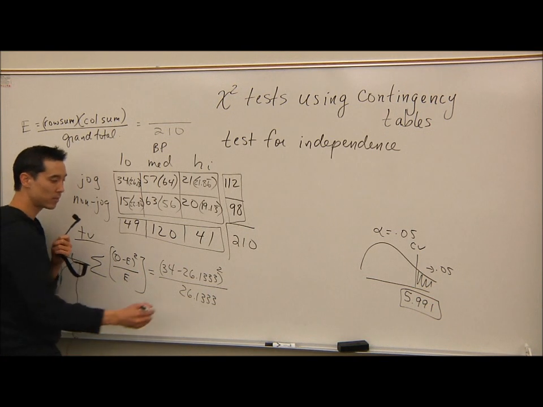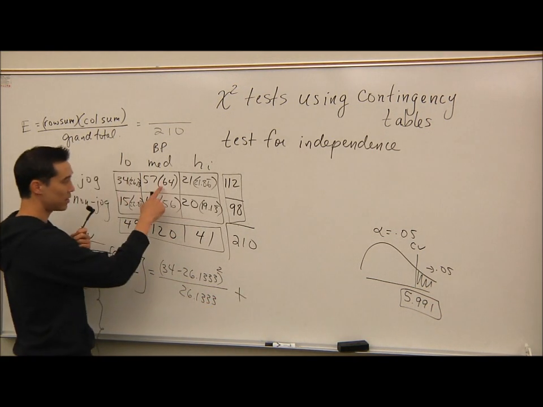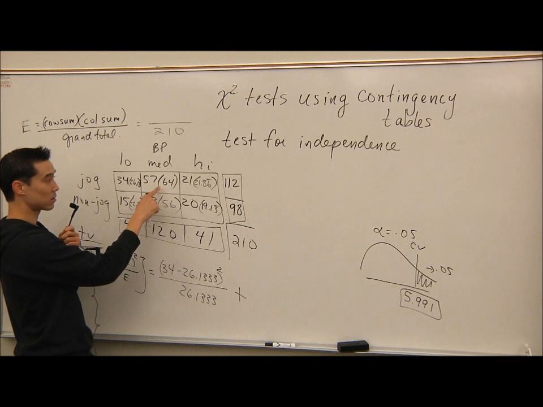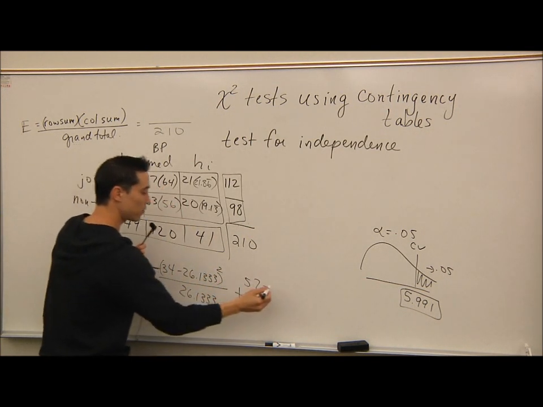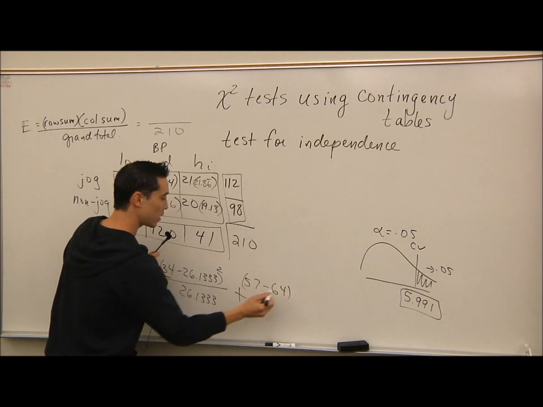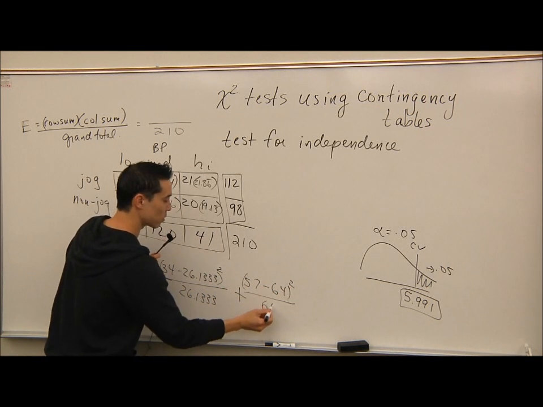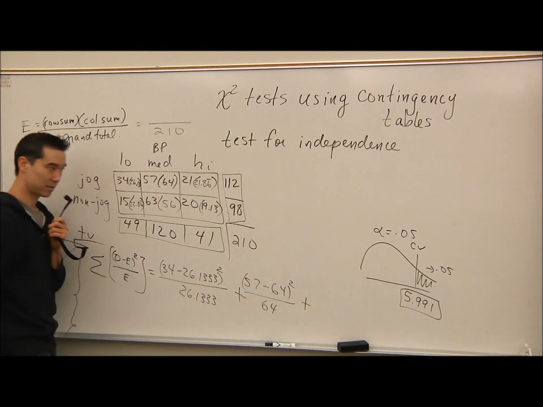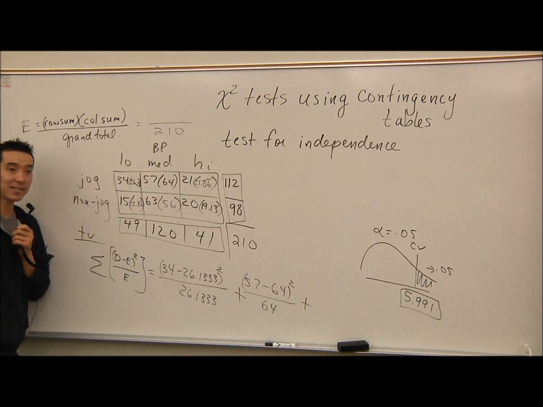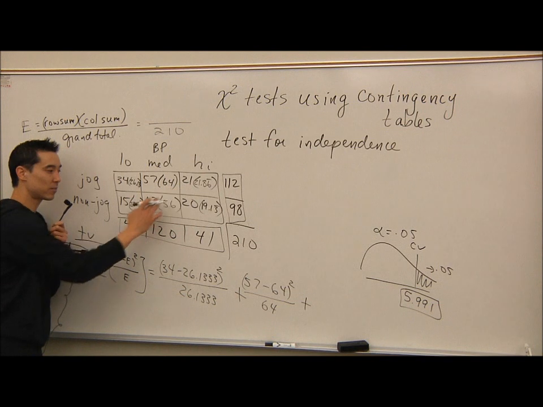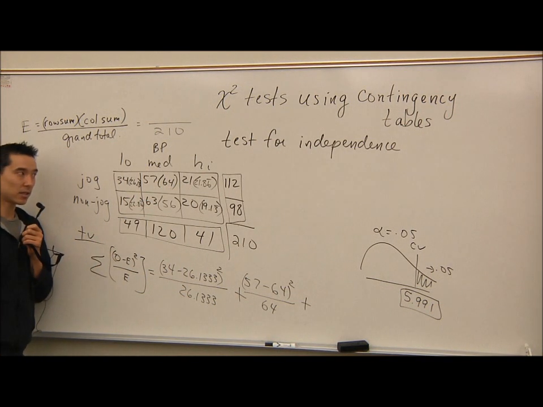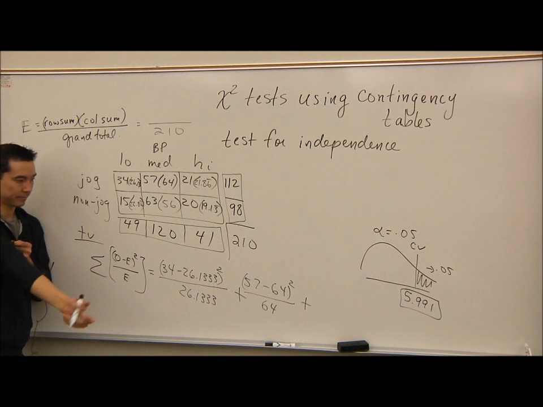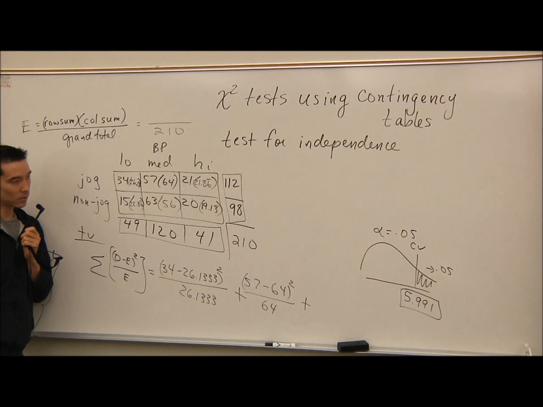All right, let's move on to the second one. So I'm in the first row, the second cell. My observed was 57. My expected was 64. Quantity squared over 64. And then another plus sign. Okay? So you guys spend a few minutes, go through each one of these. You should have 6 of these when you're done. For each cell, you have an observed minus expected squared over expected. All right, so it's going to take some room on your paper.